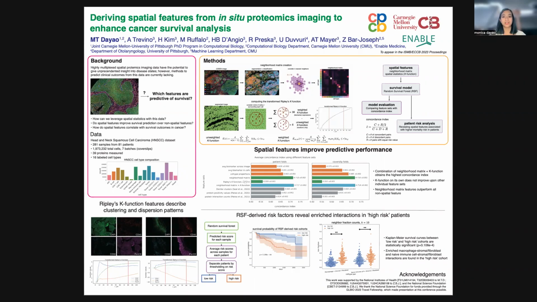I am a fourth-year PhD candidate at Carnegie Mellon University, and today I'm presenting my poster in collaboration with Enable Medicine on deriving spatial features from in situ proteomics imaging to enhance cancer survival analysis.